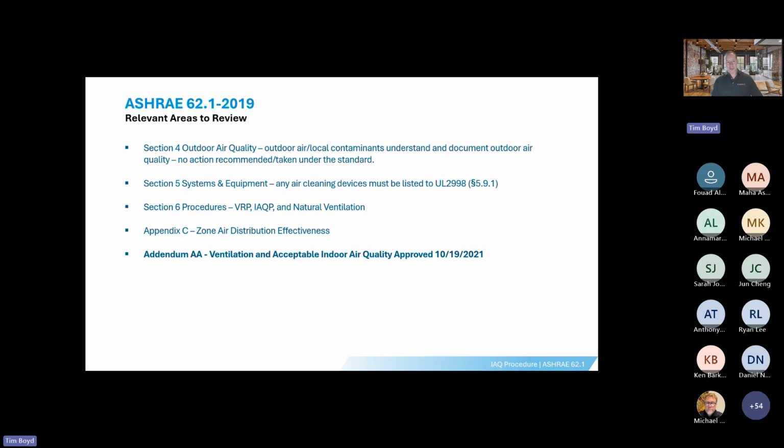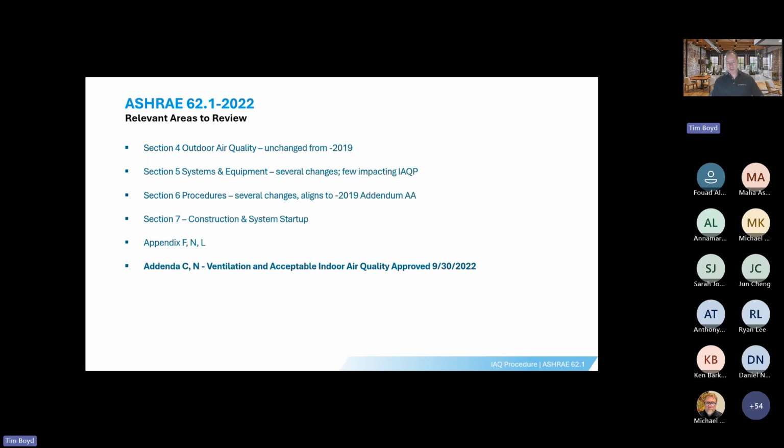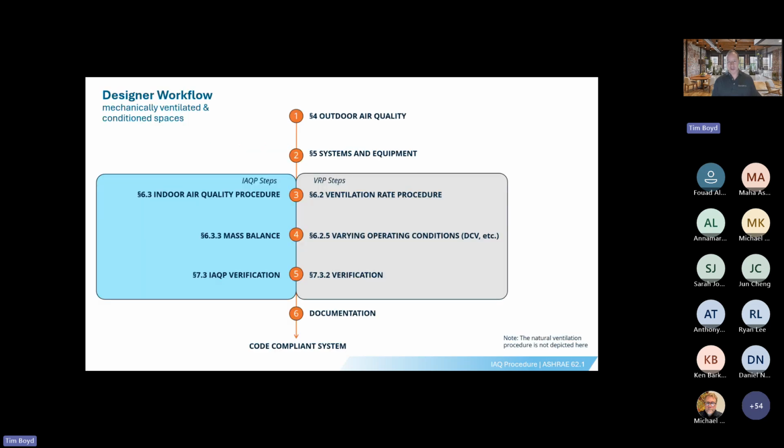I've included the changes in 2019, and then these are the changes in 2022. I'm not going to go through them, a little bit didactic, but for your purposes, when we send this out, you'll have that. So if you want to go through what actually changed, you have that in your archive. But what I do want to walk through is the workflow. So notice there's 6 steps through the workflow in 62.1.